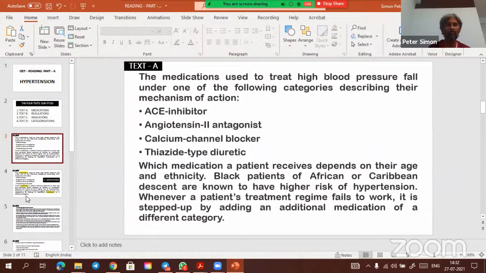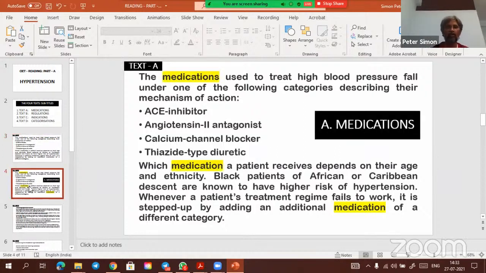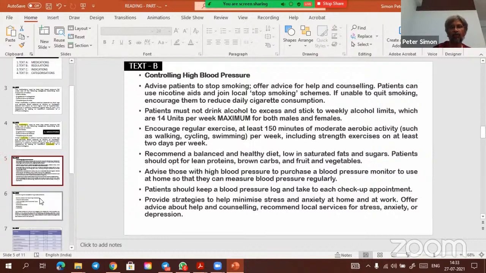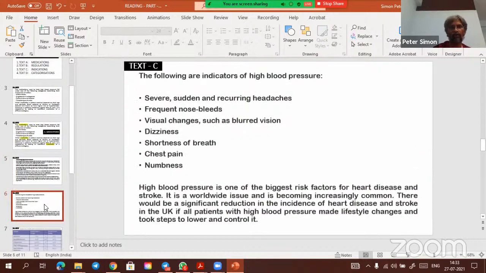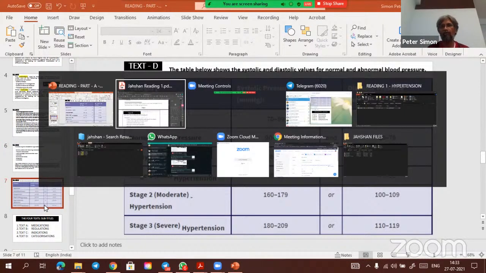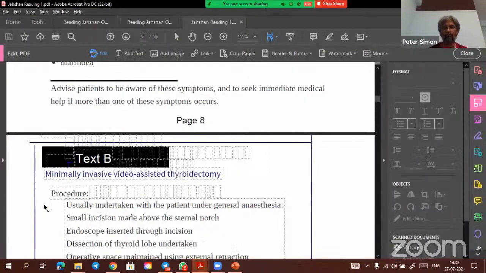Then the next one. Text A is medications, text B is controlling high blood pressure, text C is indicators of high blood pressure, and text D is categories of blood pressure. That's all. Now here it is going to expand a little more. You already understood everything.